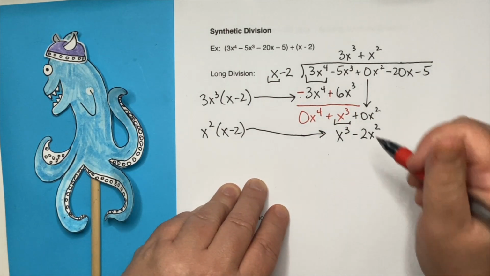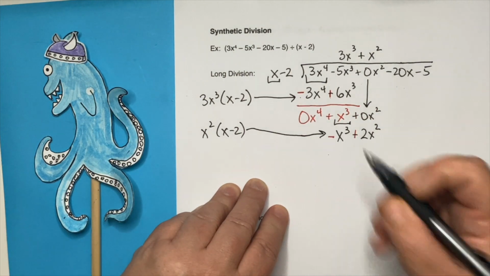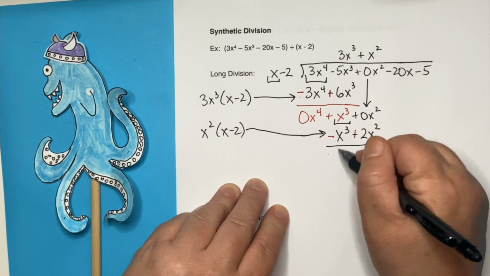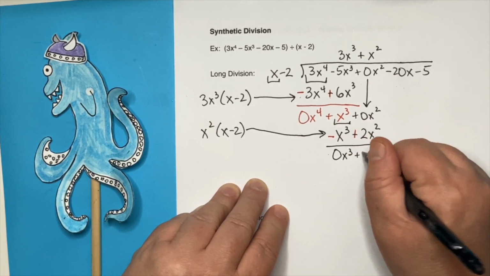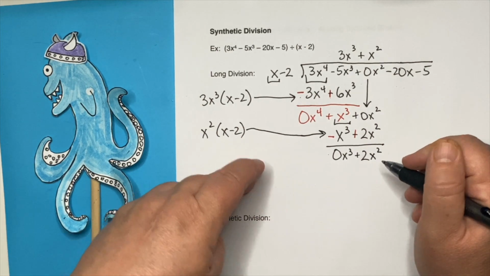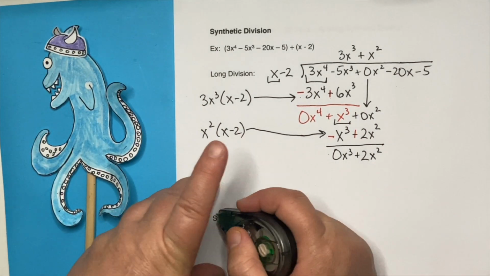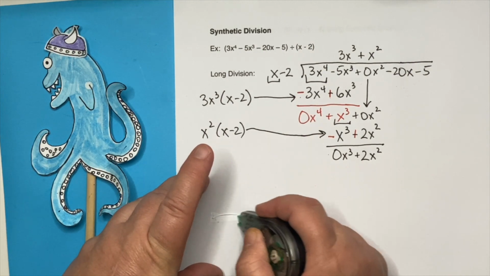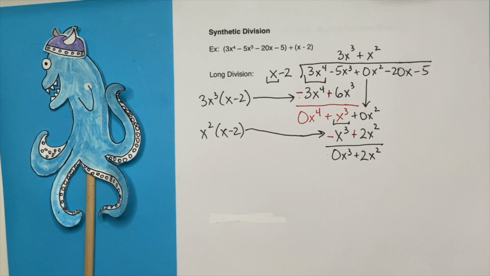And again, change the sign. That becomes a minus. That becomes a plus. This together gives me 0x cubed. This gives me 2x squared. I'm going to have to move this part down. I'm covering something up so you don't worry about it. There we go. Because I'm going to need a little bit more room.